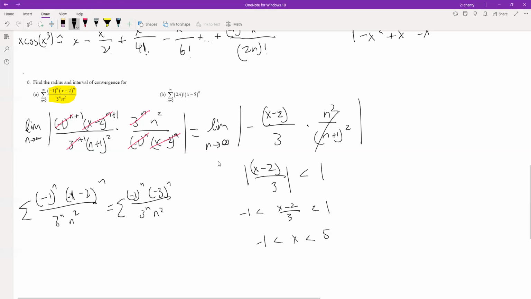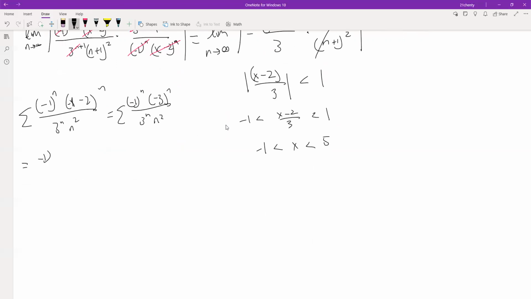And so negative 3 to the n, we'll separate out the negative, so we get negative 1 to the n times negative 1 to the n times 3 to the n over 3 to the n squared. So these cancel out. Then negative 1 to the n times negative 1 to the n equals negative 1 to the 2n, which means the power will always be even, so this is just 1. And so we're left with the sum of 1 over n squared from n equals 0 to infinity. This is just a p-series where p equals 2, so that converges, which means x can equal negative 1, so we say negative 1 is less than or equal to x.